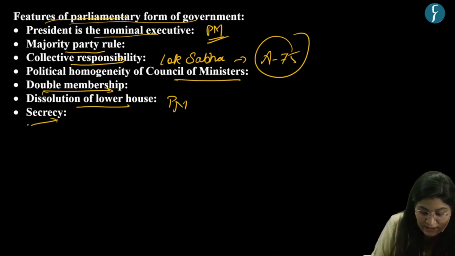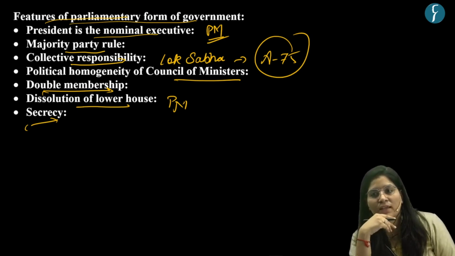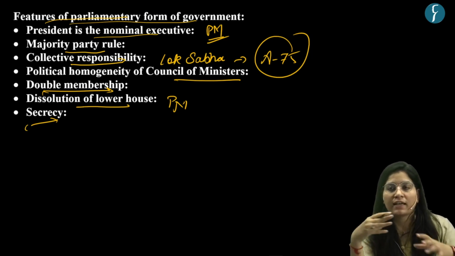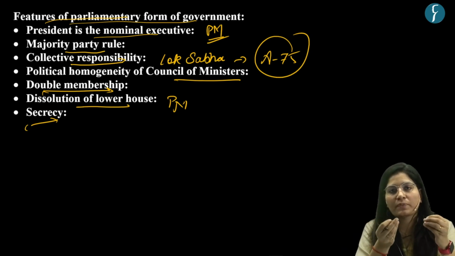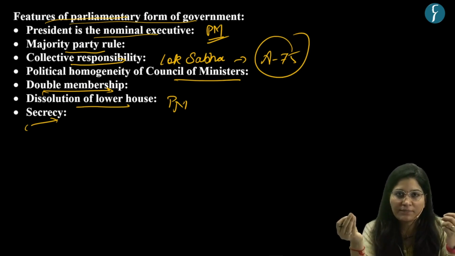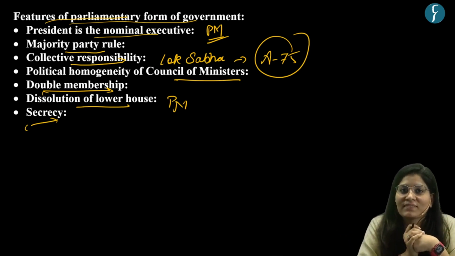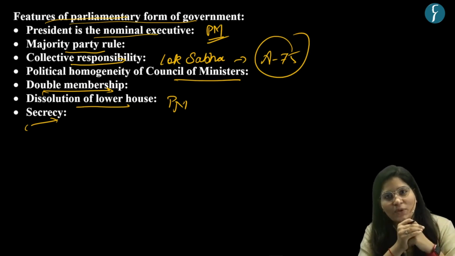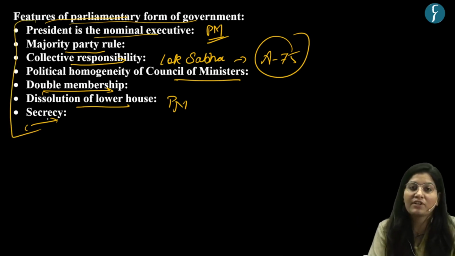Then secrecy is another feature. The principle of secrecy is that ministers are subscribed to the oath of secrecy, under which they should not divulge information with respect to the proceedings and functioning of the parliament. And who administers the oath of secrecy? Write down in the comment box: who administers the oath of secrecy, okay, of ministers. So these are the important features of the parliamentary form of government.